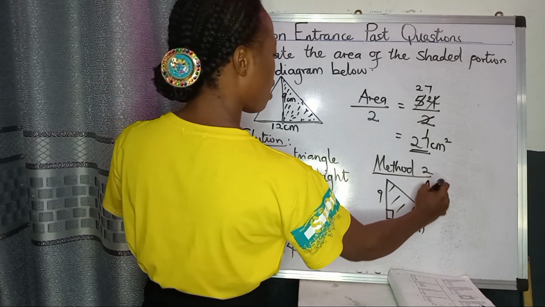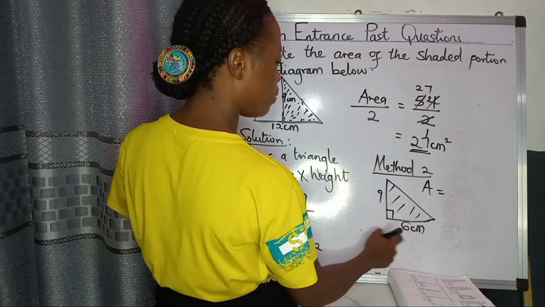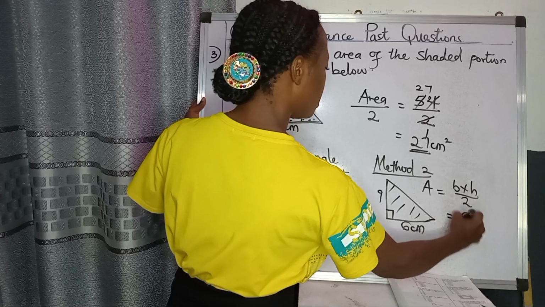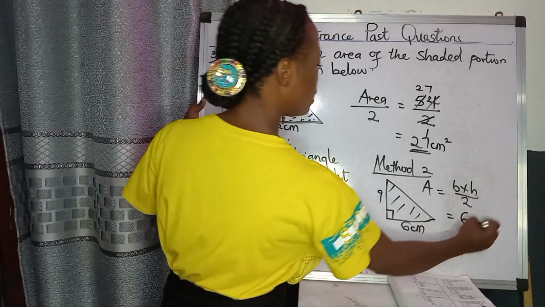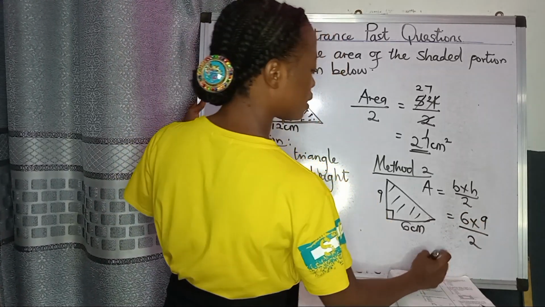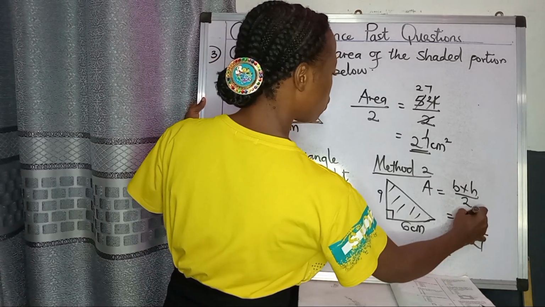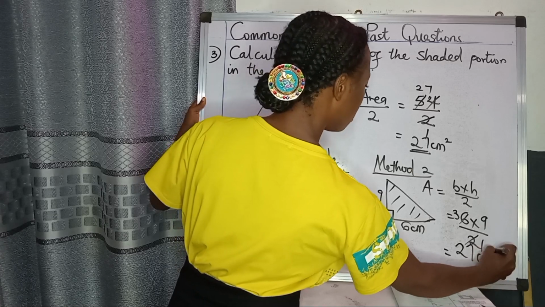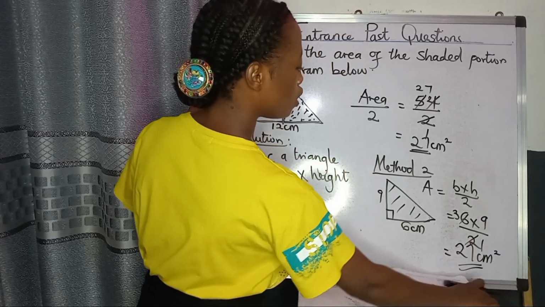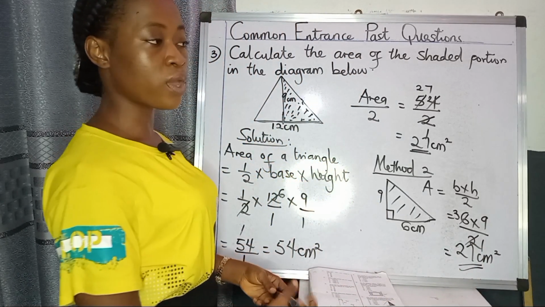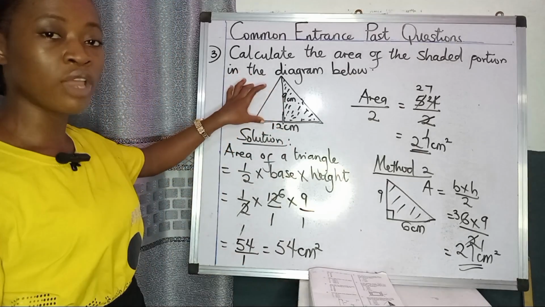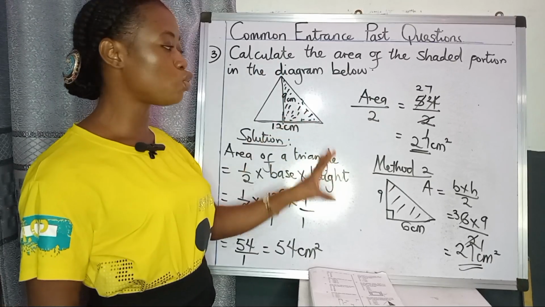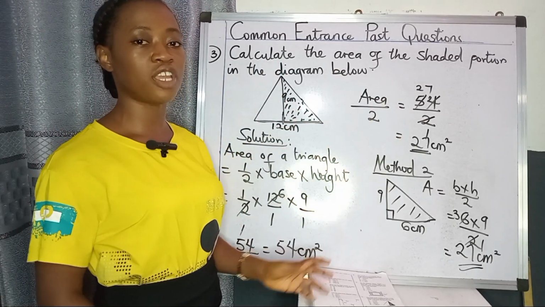Now to get the area of this triangle, I'll simply do base times height divided by 2. Now the base now is 6, and then the height is 9, and then I'll divide my answer by 2. 2 in 6 is 3, and 3 times 9 will give us 27. So the area of the shaded portion is 27 centimeters squared. So it's either you find the area of the whole triangle and divide your answer by 2, or you simply cut out this triangle, divide it into 2, and then you find the area of the shaded part.